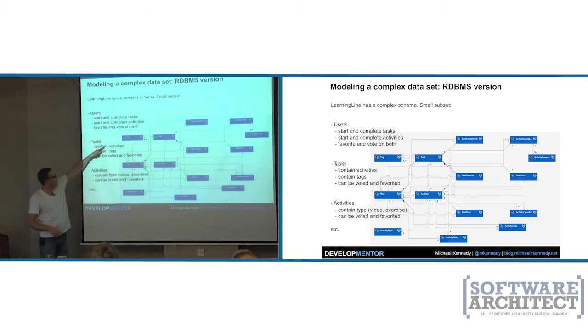So tasks are related to activities. They're related to tags. You can vote on both activities and tasks. And just like, this is wrong. So how would this look in a document database? Now, before I show you, it's worth pointing out that the title of this talk is about performance.